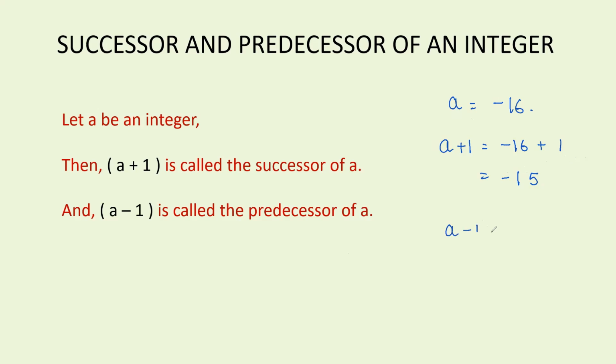Whereas the predecessor of this number, minus 16 minus 1, both the integers are of the same sign, which is negative. Hence, we add both of them. 16 plus 1, the numerical value we are adding, it becomes 17. And the sign of the greater number comes. 16 is the greater number, hence the answer is minus 17.